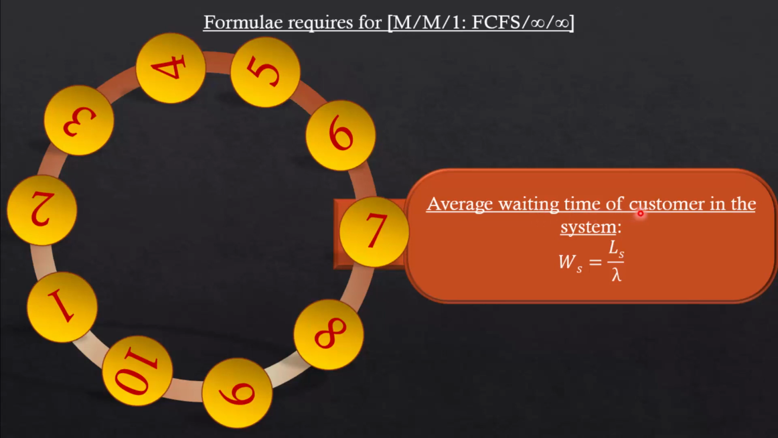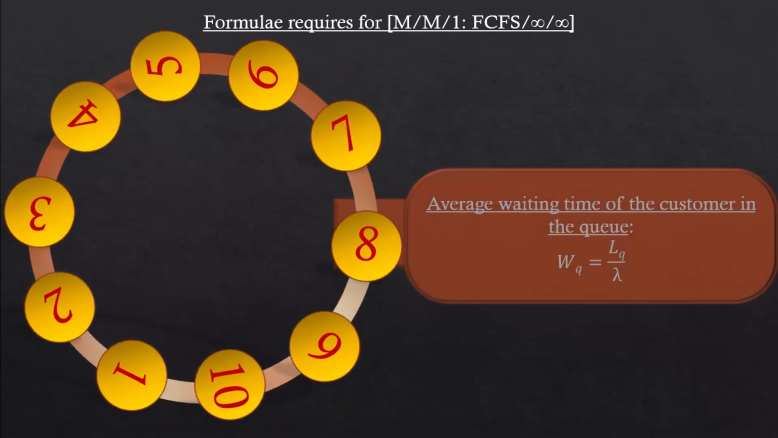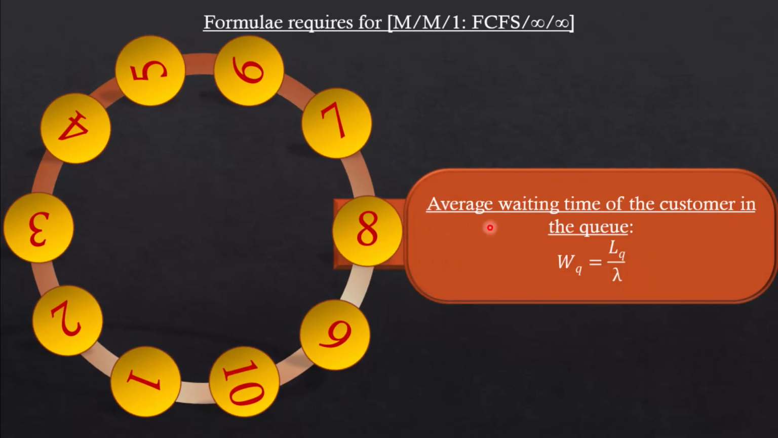Average waiting time of a customer in the system is given by WS, which is equal to LS, that is the length of system, divided by lambda. Let us move ahead. Average waiting time of a customer in the queue is given by WQ, which is equal to LQ, the length of queue, divided by lambda.